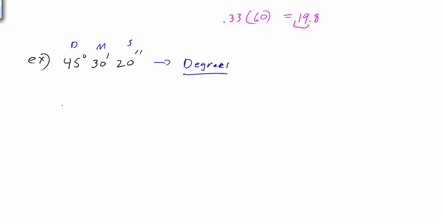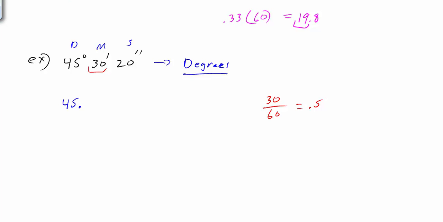So we know the degree is going to be the whole number, so that's our 45. So we have 45 point, and the 30 minutes and 20 seconds is going to represent the decimal part of our answer. So this is going to be pretty easy. We're going to take the 30 minutes and we're going to divide by 60. And if we take 30 divided by 60, that's going to be equal to 0.5.